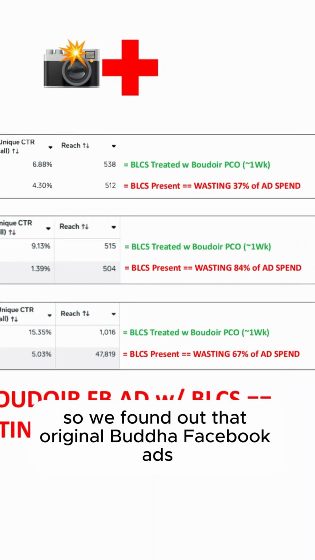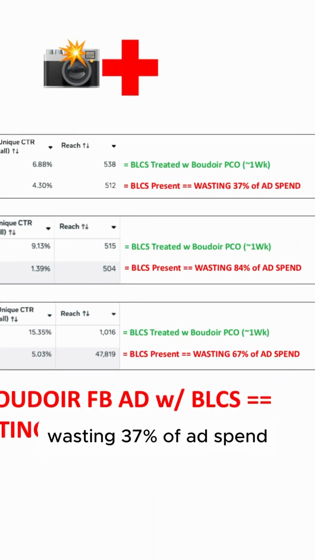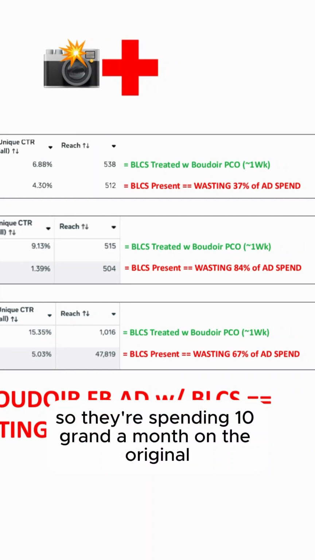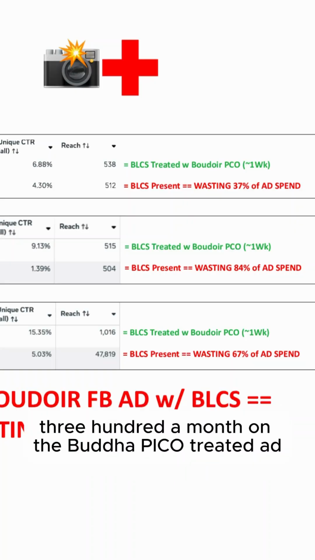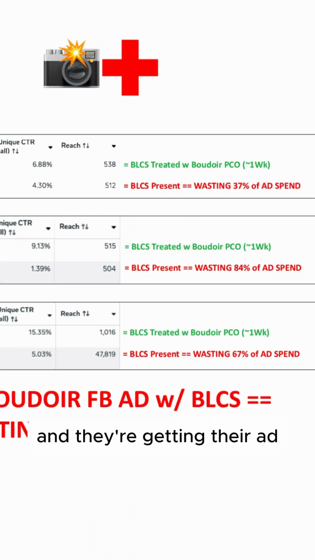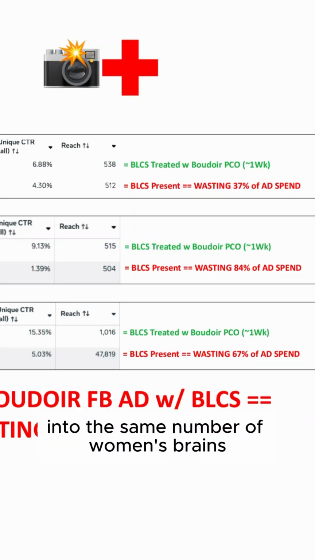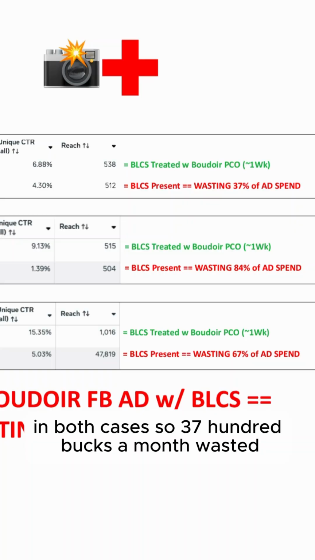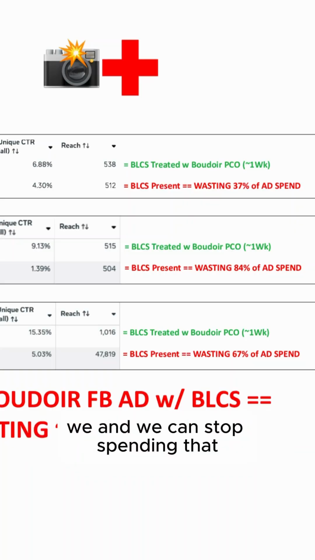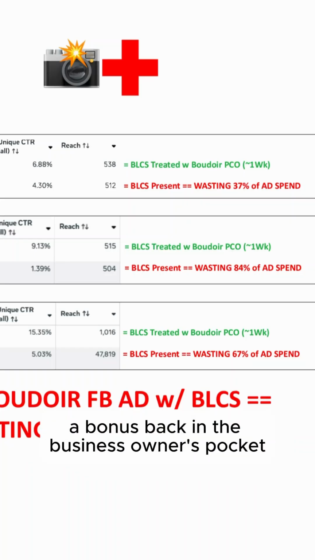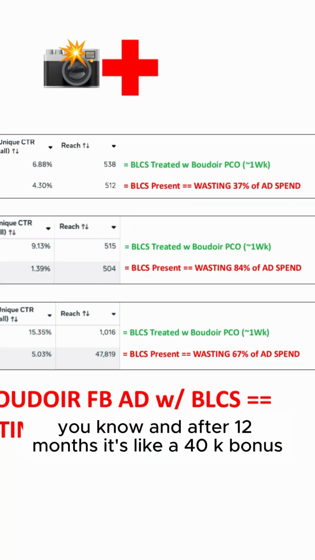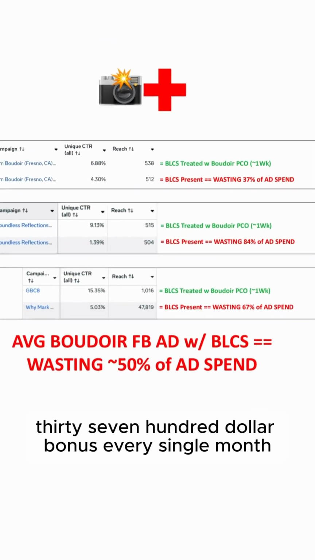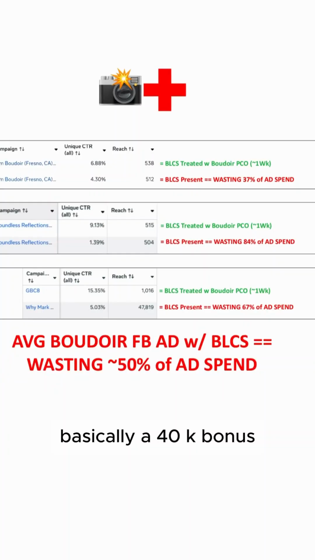So we found out that the original Boudoir Facebook ad was wasting 37% of ad spend. So if they're spending 10 grand a month on the original, they now only have to spend 6,300 a month on the Boudoir Pico treated ad, and they're getting their ad into the same number of women's brains in both cases. So that's 3,700 bucks a month wasted. We can stop spending that, and that's kind of a bonus back in the business owner's pocket because they don't have to spend it anymore. After 12 months, that's like a 40K bonus. So a $3,700 bonus every single month, basically a 40K bonus.